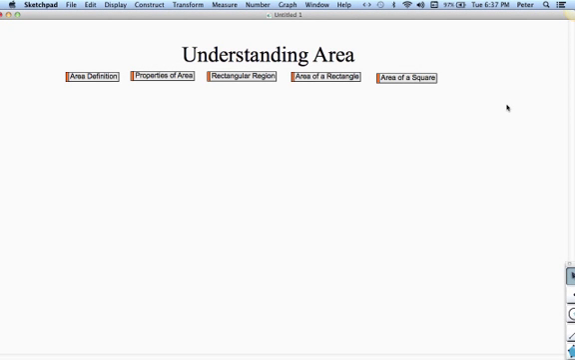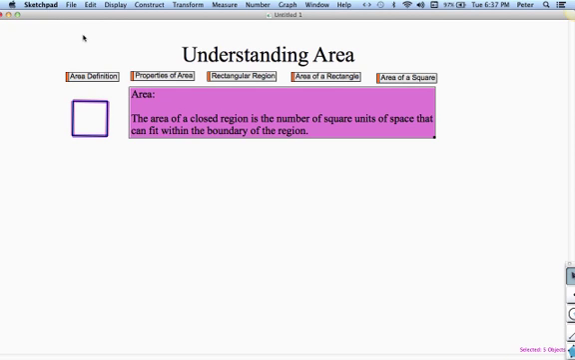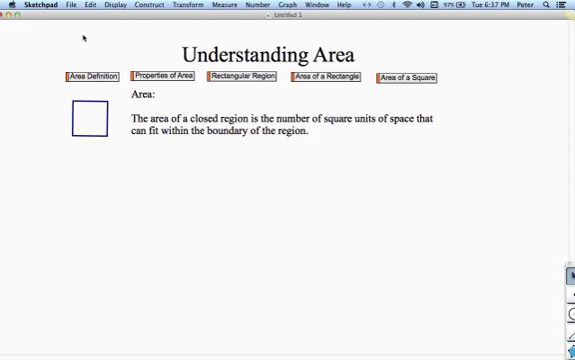Okay, understanding area is probably going to be something that's pretty familiar to you, but nevertheless, let's take another look at that definition. The area of a closed region is just the number of square units of space that can fit within the boundary of the region. Well, that's not too hard. That makes a lot of sense.